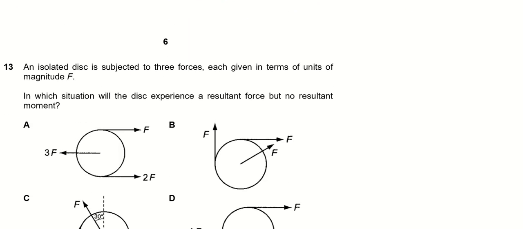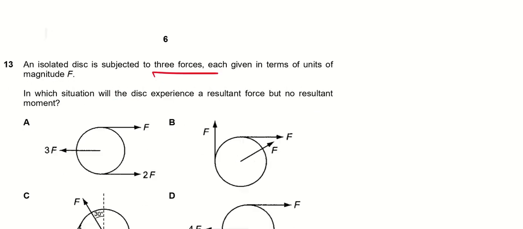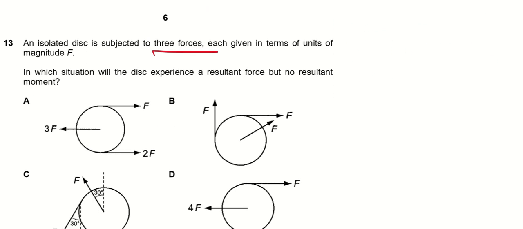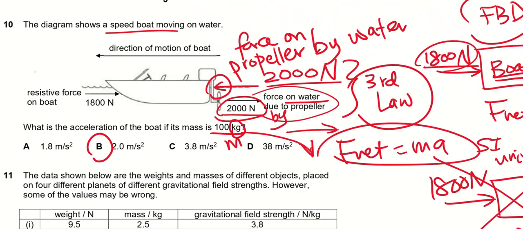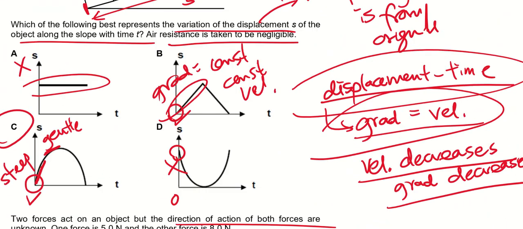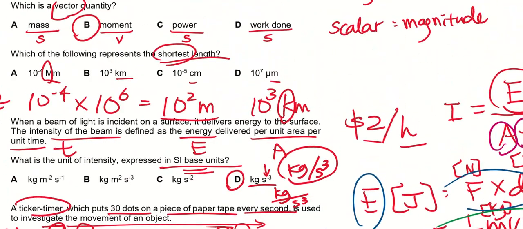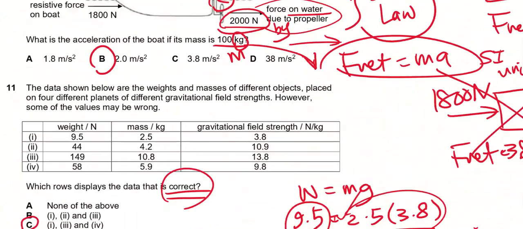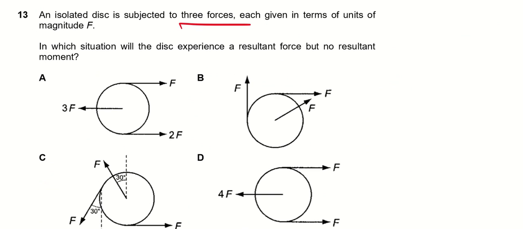Okay, 13. Isolated disk subjected to 3 forces, each given in terms of units of magnitude F. Okay, I think I didn't mention this at the start of the video. Do you realize that for MCQ, they are arranged in chapter order? So this is actually your mass and density, right? You have your dynamics, your forces, right? You have your VT graph, which is kinematics, and then you have your chapter 1, which is the units and measurement. Okay, so actually right after your mass and density is your moments, right?